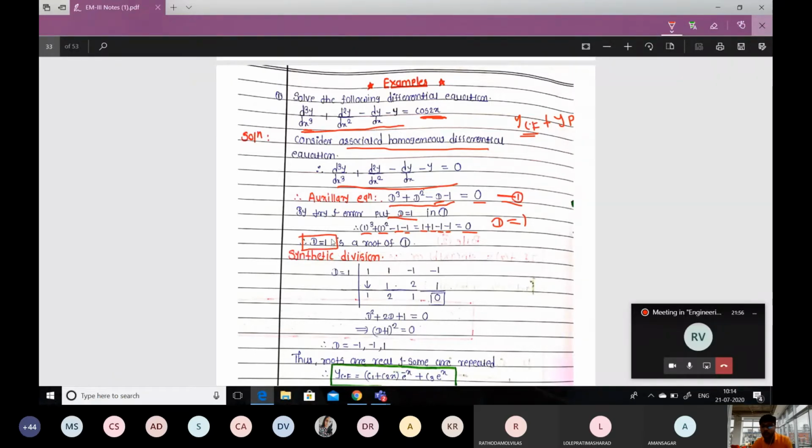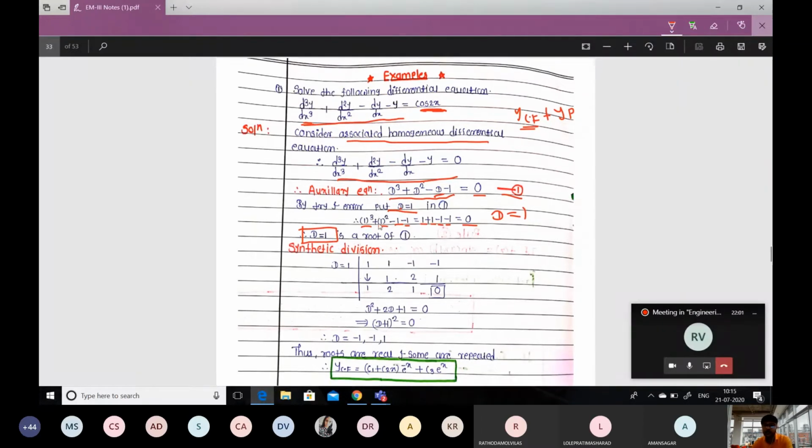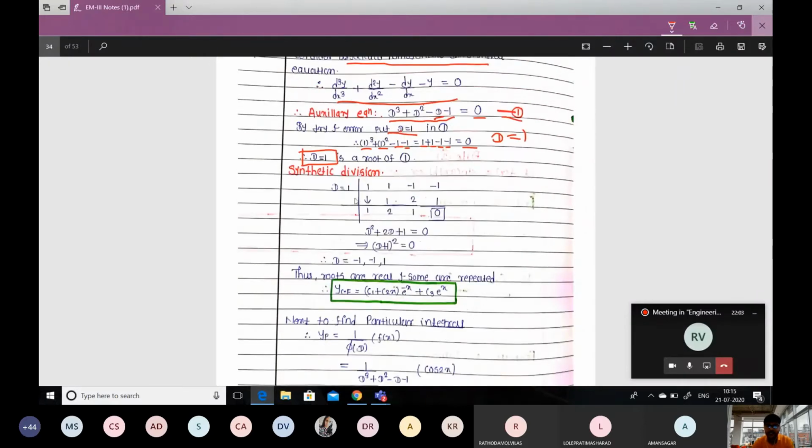Now we got one root, D equal to 1. What about the rest of the two roots? Because the order is 3, it must have 3 roots. Let us find the rest of the two roots by using synthetic division. I'm writing the coefficients of this auxiliary equation in a row. First 1, the coefficient of D cube. Then the coefficient of D square is also 1, the coefficient of D is -1, and the last constant term is -1. Taking this 1 downward and multiplying with this 1, 1 into 1 is 1, and writing that product in the next column.